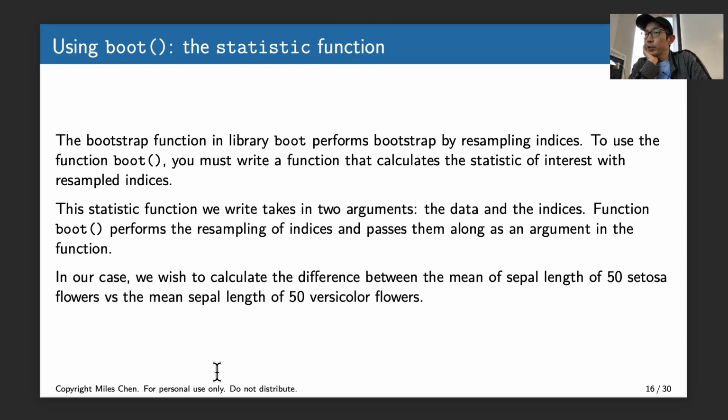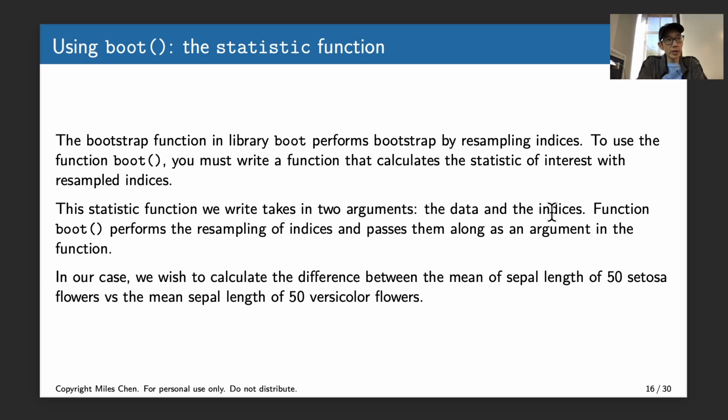So when we use library boot, we have to write this function called our statistic function. How you write your statistic function can differ, but here we're going to say the second argument will be the indices. The statistic function takes in two arguments. First is going to be your data. Second is going to be something else, and in this case we're going to do the indices. You can specify weights or whatever, but we're going to do the data and the indices. The function boot is going to perform the resampling of indices, and it will pass that in as an argument in our function.